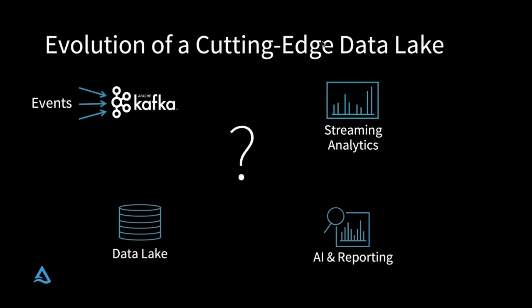So a pretty common pattern is you've got a stream of events. They're coming into some system like Apache Kafka, and your mission is to do two things. You need to do streaming analytics so you can know what's going on in real time in your business. And you also want to do AI and reporting, where you can look at a longer period of time and do a longitudinal analysis and actually look at the history and trends and make predictions about the future.